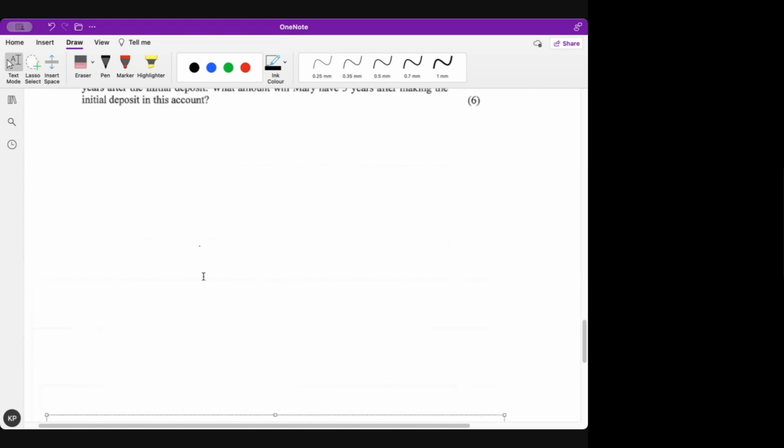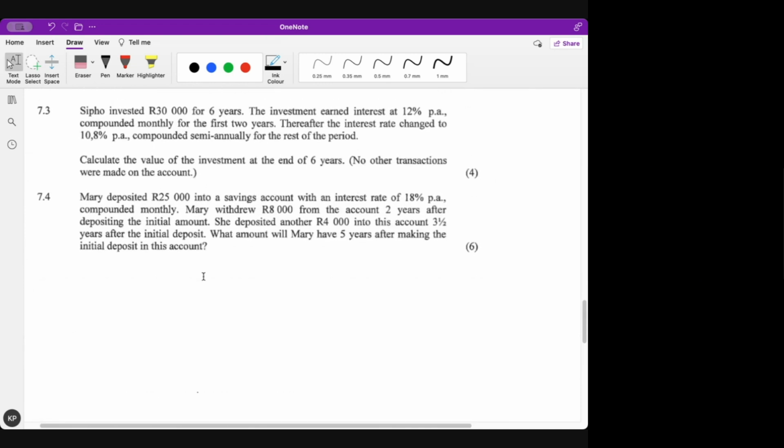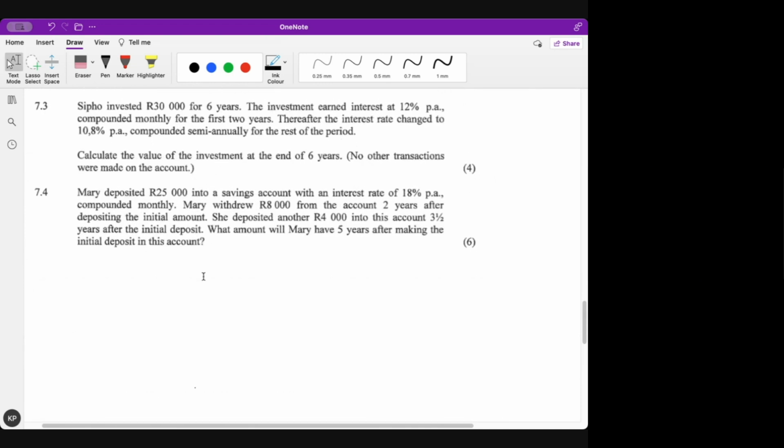We're going to get to question 4 just now, which is a little bit more interesting. Now we have Sipo, who invested 30,000 Rand for 6 years. The investment earned interest of 12% per annum, compounded monthly for the first 2 years. And then after, the interest rate changed to 10.8%, compounded semi-annually. Calculate the value at the end of 6 years. So there were no other transactions here. All there is, is a change of interest rates.